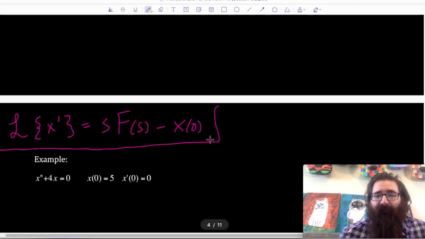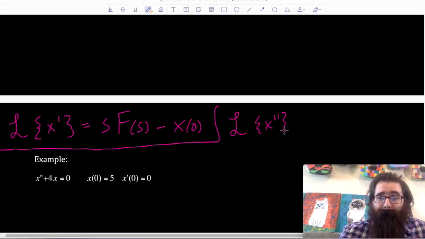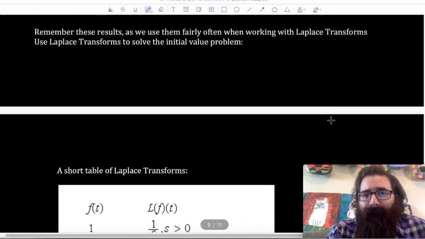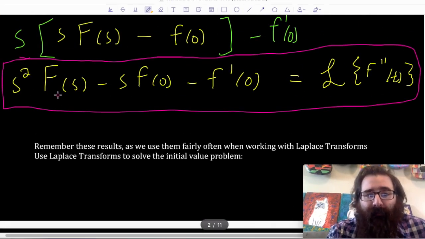And then we also have the Laplace transformation applied on x double prime. And if you remember, this was s squared times big F at s minus s times x at 0 minus x prime at 0. So here I'm just replacing little f with x, essentially. So the Laplace transformation on the second derivative is s squared times big F at s minus s times little x at 0 minus x prime at 0.